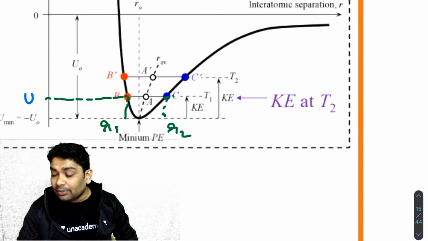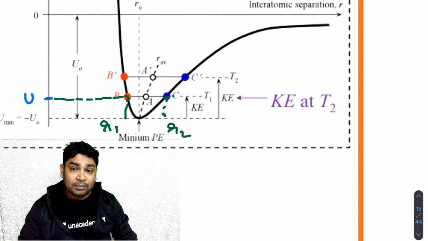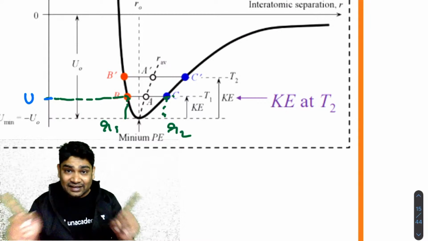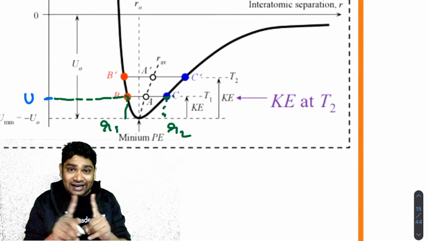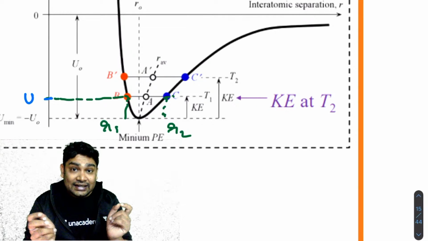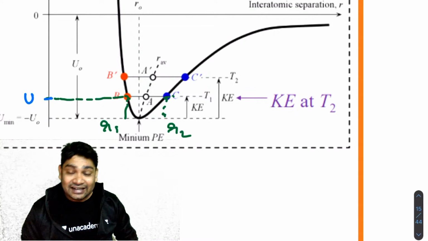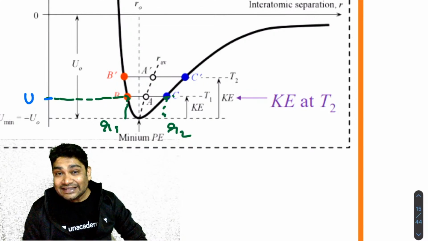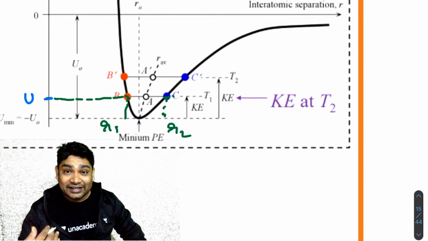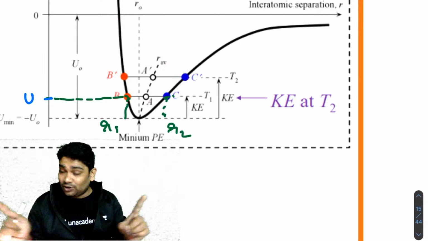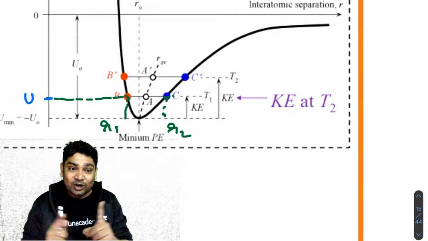At a particular temperature, the particles have a particular amount of potential energy, so they keep vibrating between R1 and R2, and these represent the extreme points where all the energy of the bond is present in the form of potential energy. As you increase the temperature, as you give it more heat, your kinetic energy increases, so the molecules start to move around more vigorously.